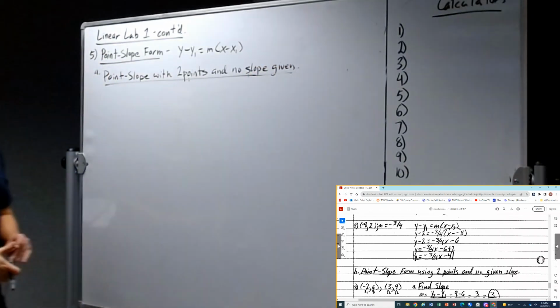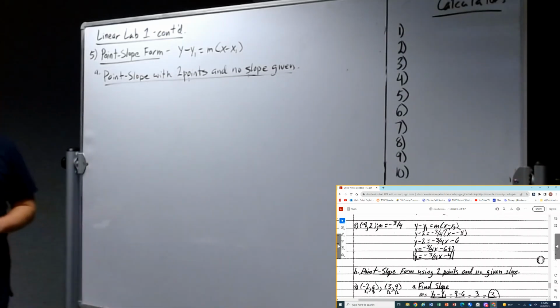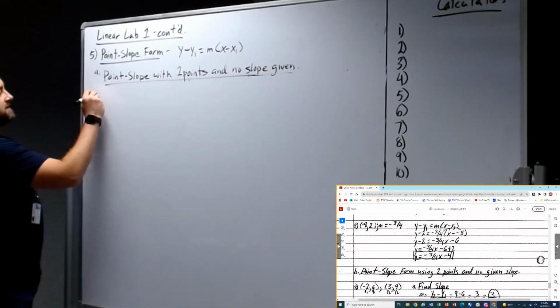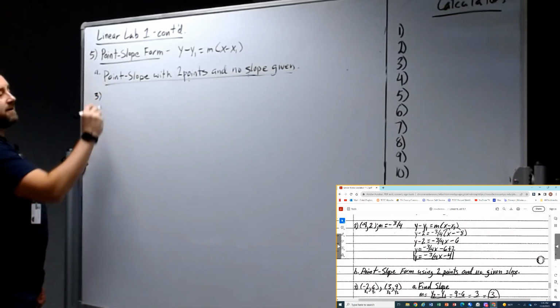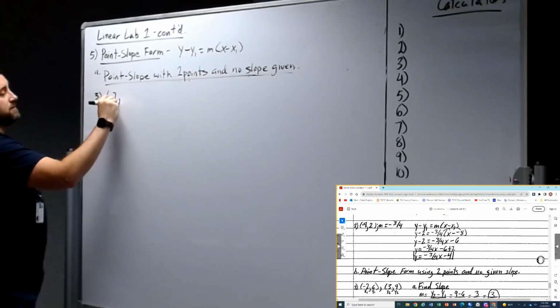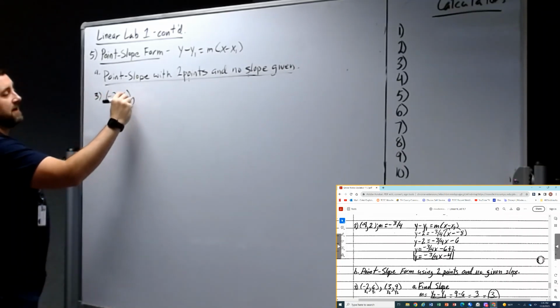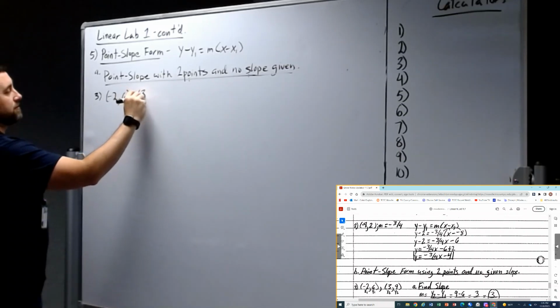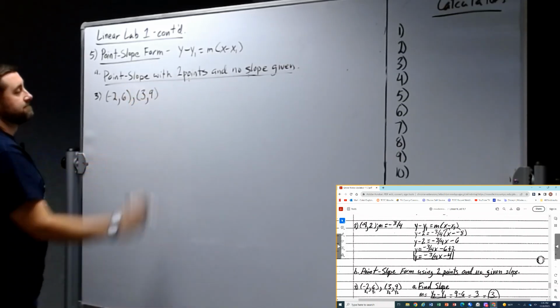All right, so point slope form with 2 points and no slope given. This is the equivalent of making biscuits from scratch. I've always called it that. All right, so let's look at this number 3. You've got negative 2, 6, and 3, 9.